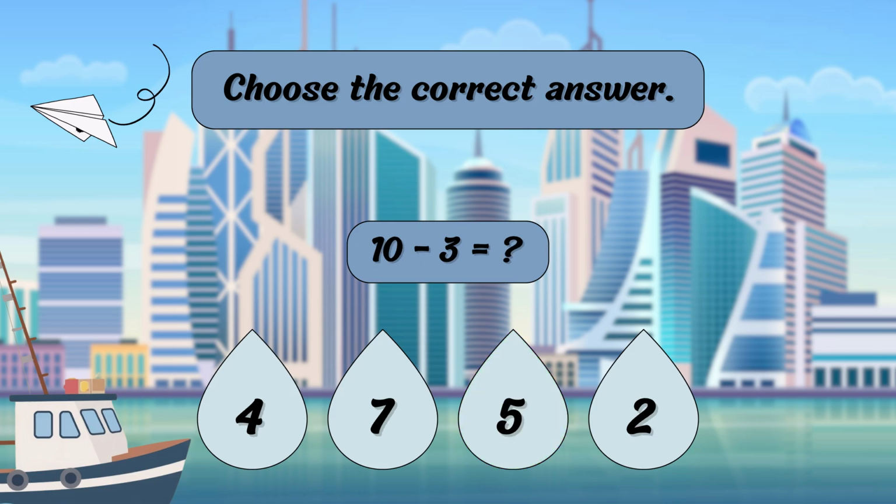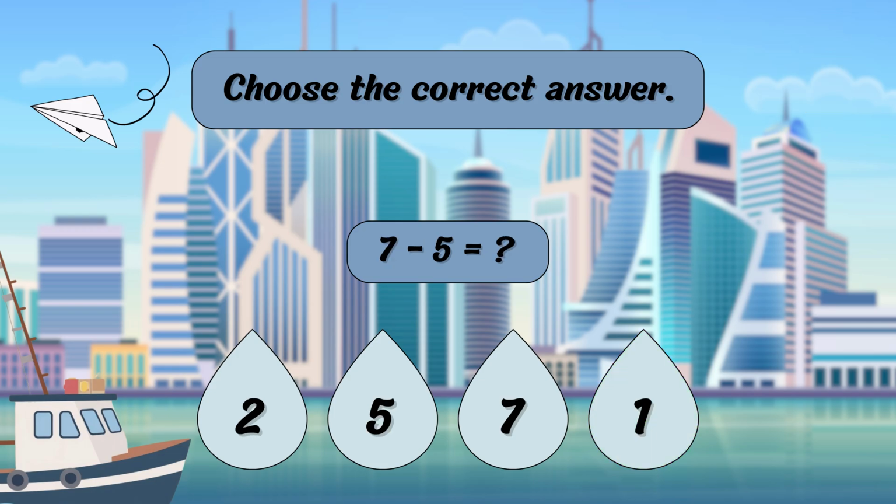Choose the correct answer. 10 minus 3 equals? The answer is 7. 10 minus 3 equals 7. Choose the correct answer. 4 plus 5 equals? The answer is 9. 4 plus 5 equals 9.